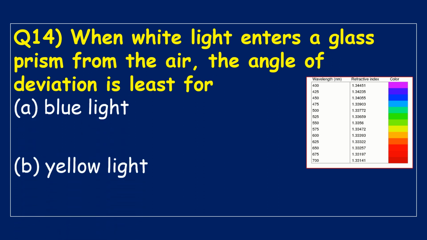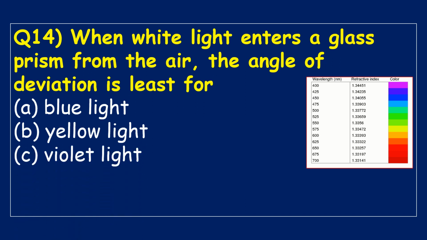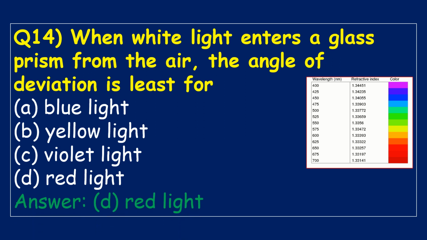Option A, blue light. Option B, yellow light. Option C, violet light. And option D, red light. So the angle of deviation is least for the one which has the highest wavelength. Your option is red light. Red light deviates the least. So that's why we can see red light very easily.